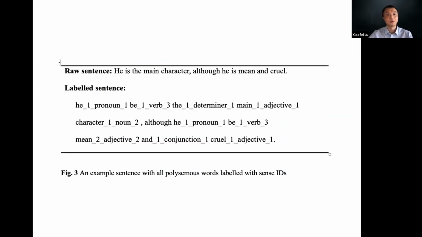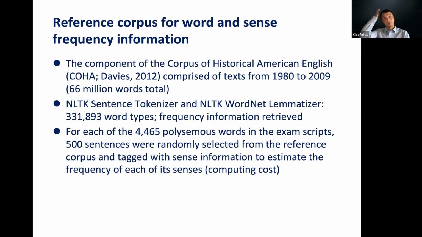Here is an example of the sense-labeled text. Because we performed lemmatization first, you will see only lemmas and not inflected word forms. We also have these sense IDs, which correspond to the unique sense IDs I mentioned earlier. So he_1, pronoun one, will be 'he' used as a pronoun, the first sense under the category pronoun.